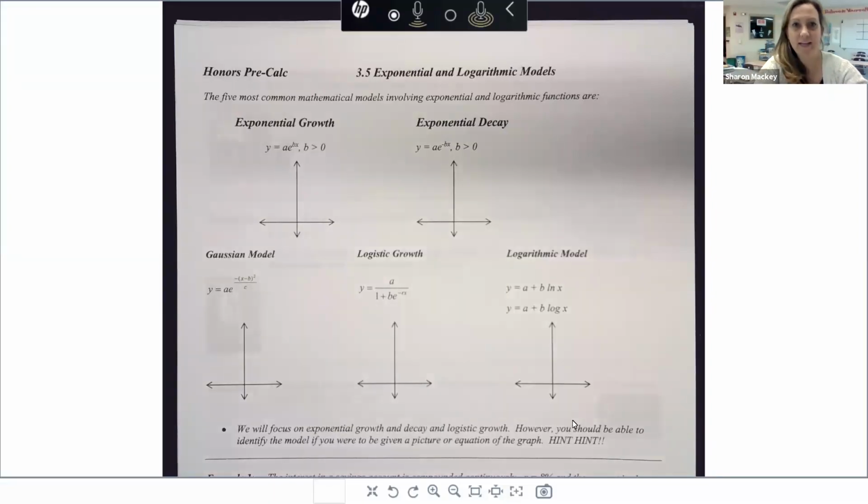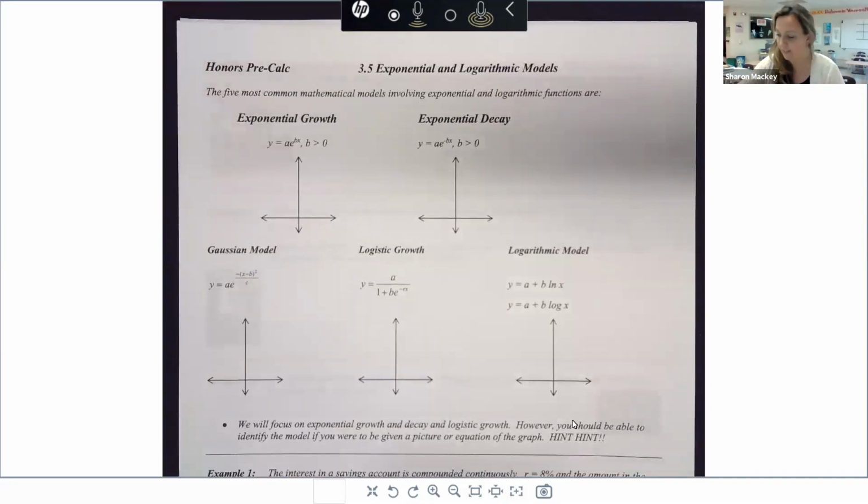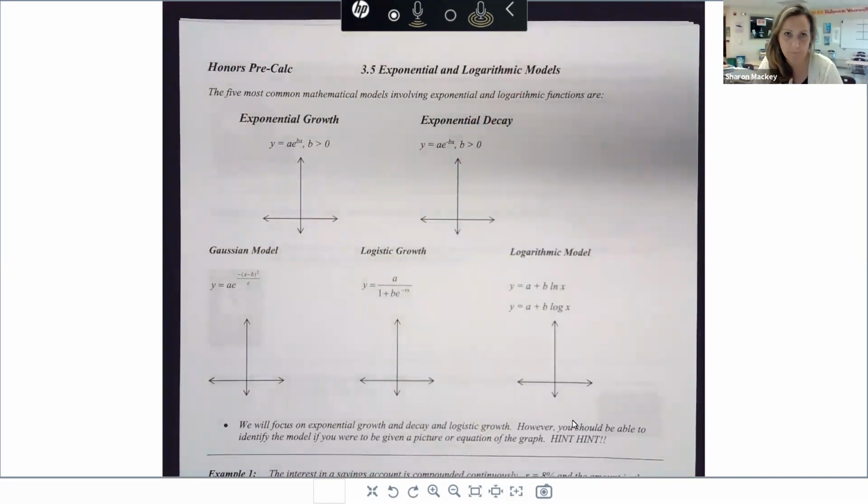Okay, I think we're all set to start. Today we're going to be looking at section 3.5, exponential and logarithmic models. All right. Here are the 5 most common mathematical models involving exponential and logarithmic functions.